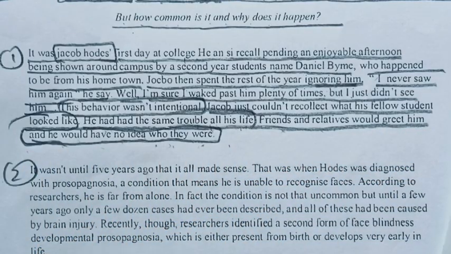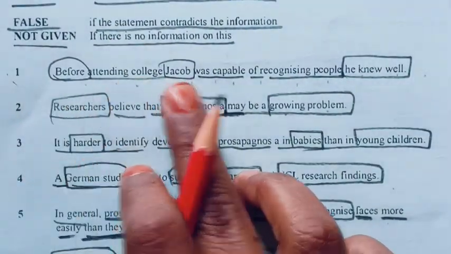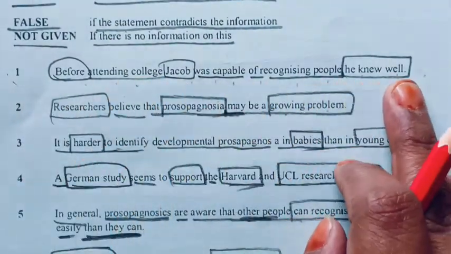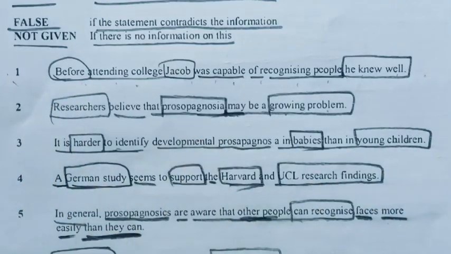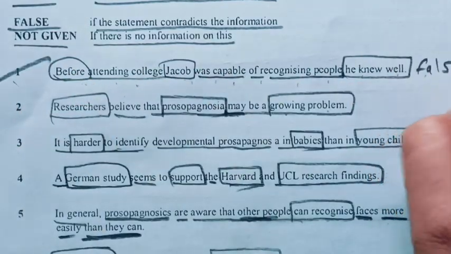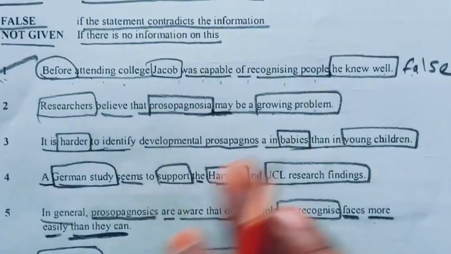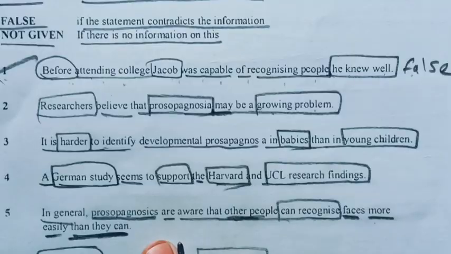Okay, and in the question they are asking, before attending college, Jacob was capable of recognizing people he knew well. So both the statements are contradicting each other. So we will write false in front of 1 in our answer sheet. Why have we written false? Because both the statements are contradicting here.